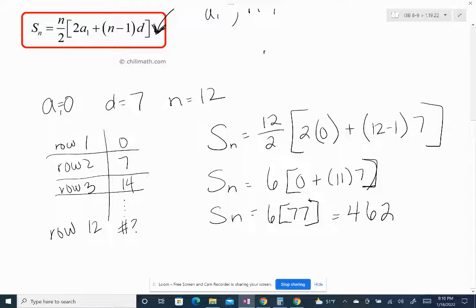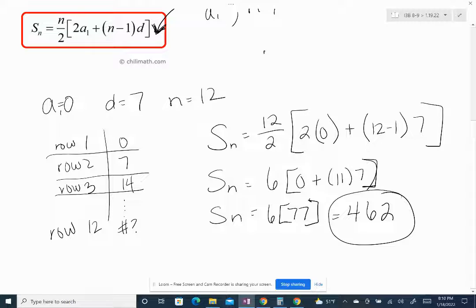So let's say in this theater, there's 12 rows. Each row adds 7. The first row has 0 because there's no seats, because it's for handicapped folk. And then you need to have the seat covers, and you're going to have 462 seat covers you need to order, okay? So that would be your final answer.